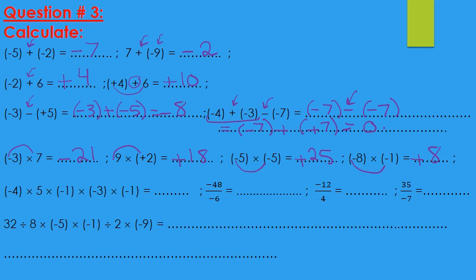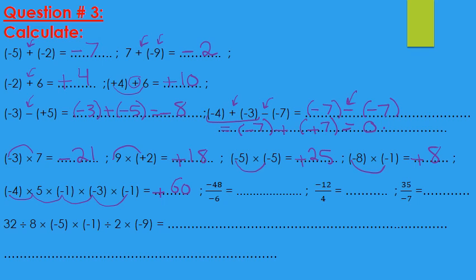Now we have a numerical expression. Negative times positive is negative, times negative is positive, times negative is negative, times negative is positive. Now 4 times 5 is 20, 20 times 1 is 20, 20 times 3 is 60, 60 times 1 is 60, so it is positive 60.